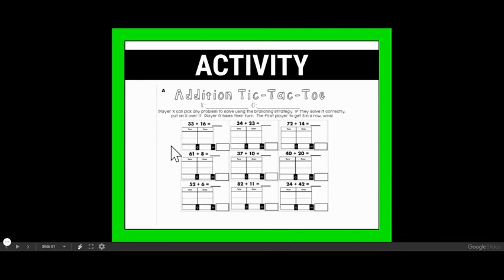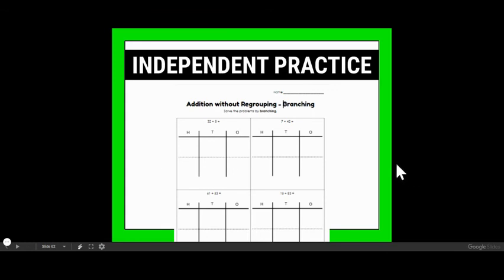And then after that, you have a worksheet to do. So this looks similar to the ones from last week, but this time you're going to do it with branching. So instead of drawing the place value blocks in here, you're just going to write the numbers. You'll notice they're all 2 digits. There should not be any regrouping. And this week I just have 4 questions on there.